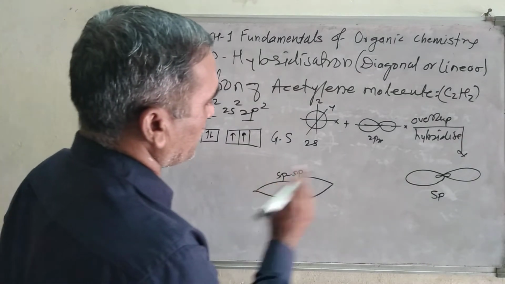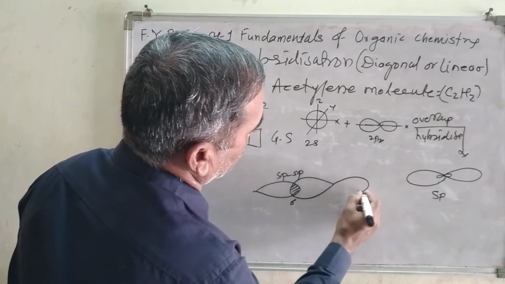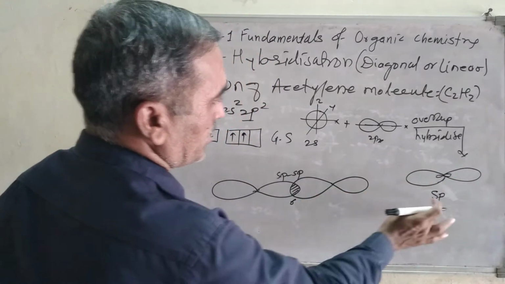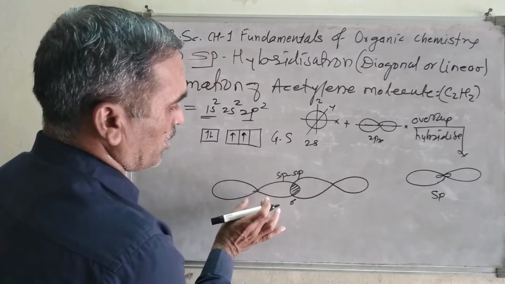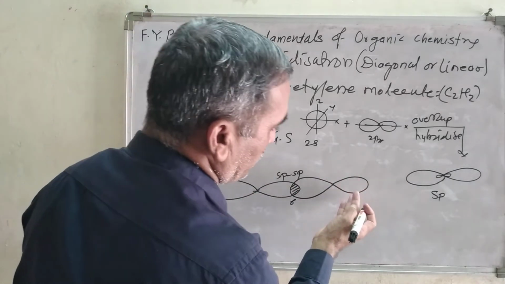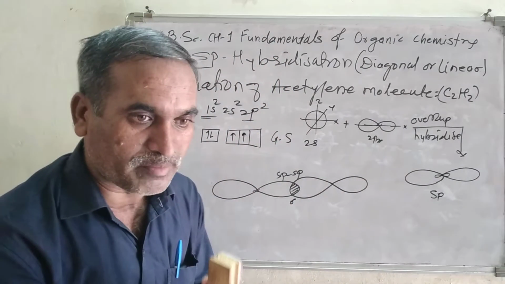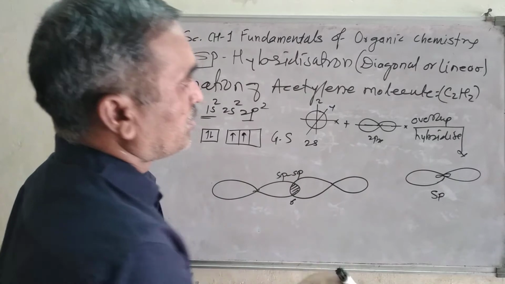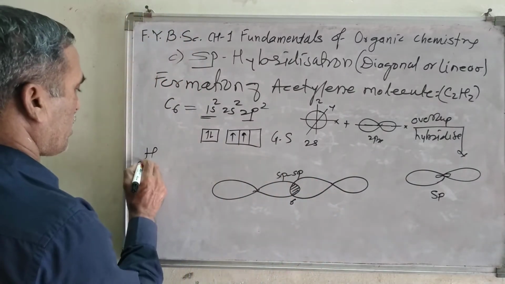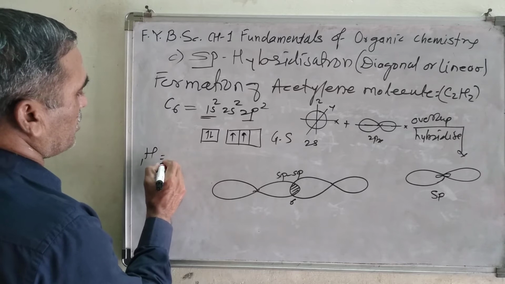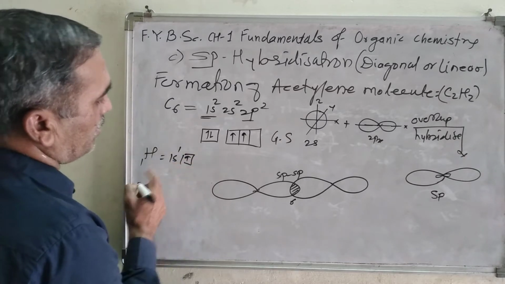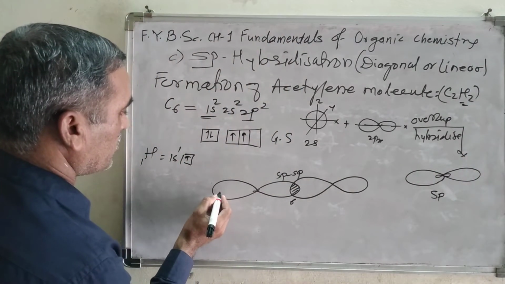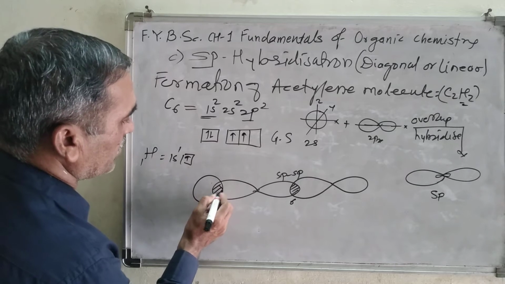Now what is happening there? Another lobe you can show like this, that is an sp orbital. One sp orbital of that carbon atom overlaps with another sp orbital of the other carbon atom, and they overlap to form a sigma bond. Now the two hydrogen atoms: as we know, a hydrogen atom has one s electron, the electronic configuration is 1s1, and the two hydrogen atoms overlap to get this one.